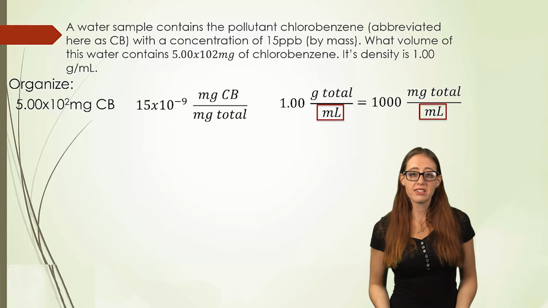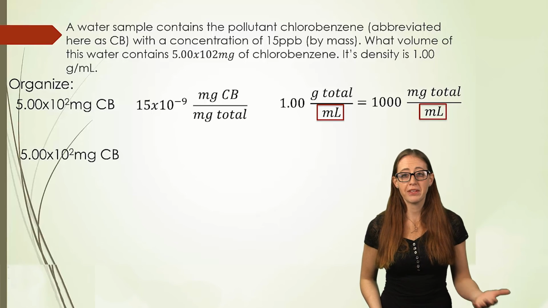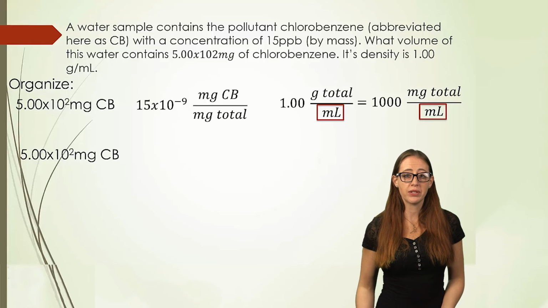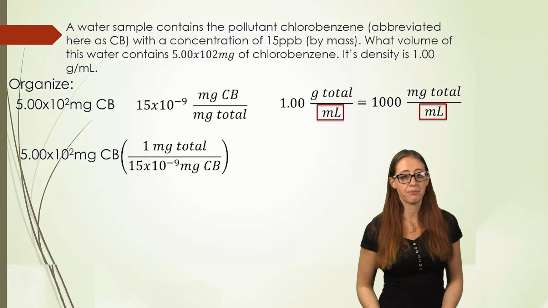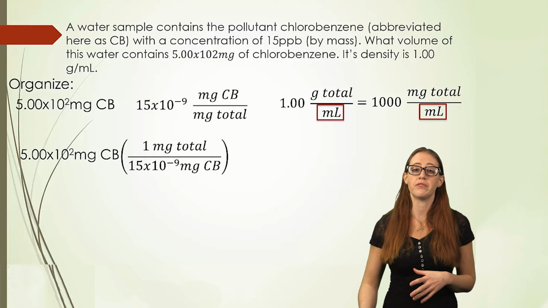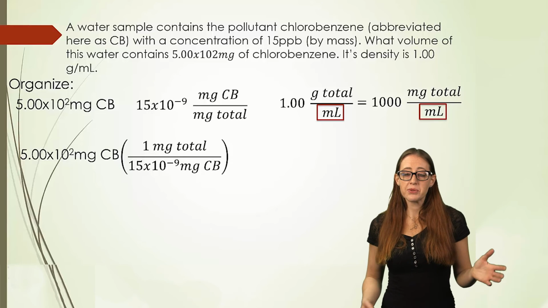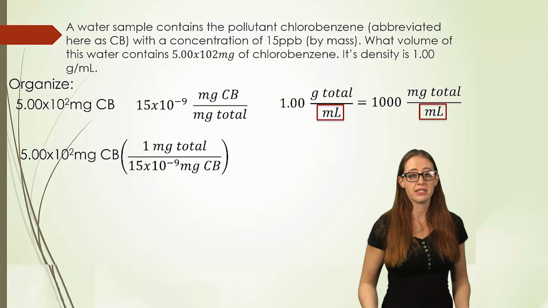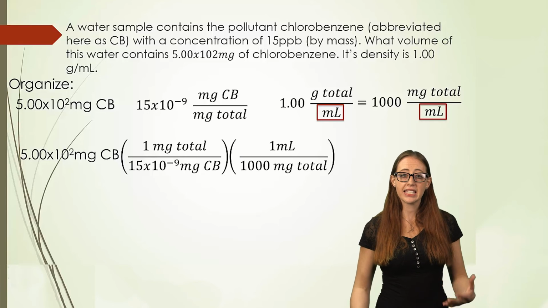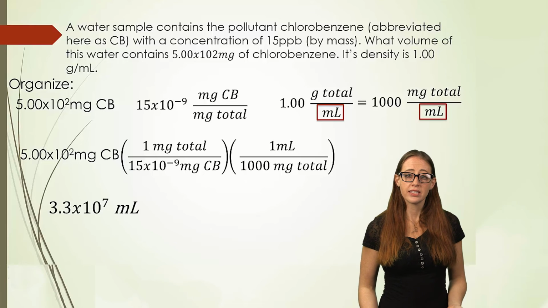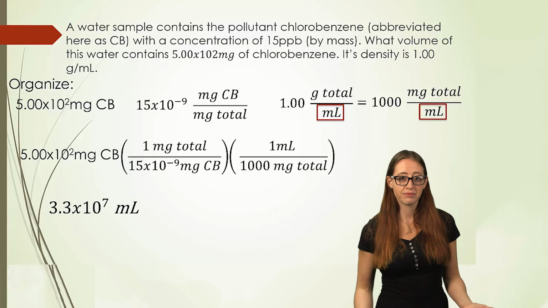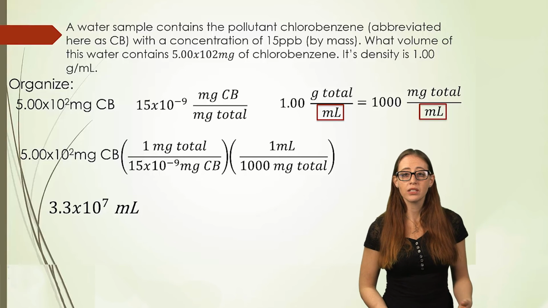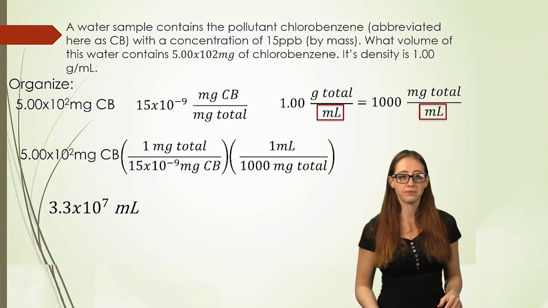From here, we start with our given or our desired number, the 5 times 10 to the second milligrams. We then use our ppb derived unit to cancel the milligrams of chlorobenzene, which leaves us with the milligrams total of the solution. Once we have our milligrams total of the solution, we can then use the density to convert between the grams into the mL. This cancels out our milligrams to get our final milliliters desired. We could, of course, convert this to liters if we wanted to as well, but in here we'll just leave it as milliliters.